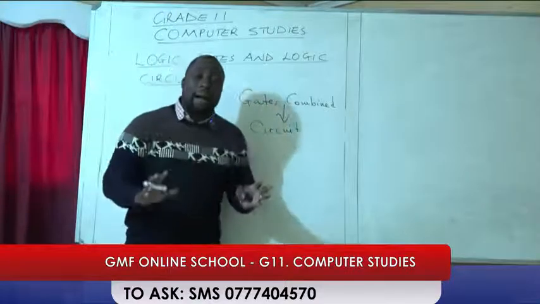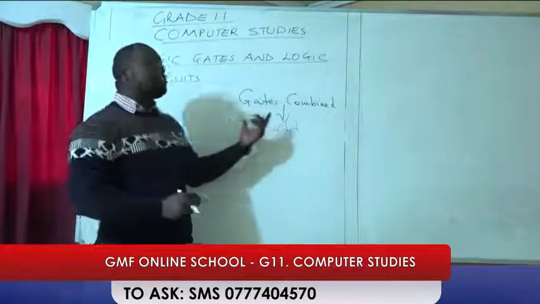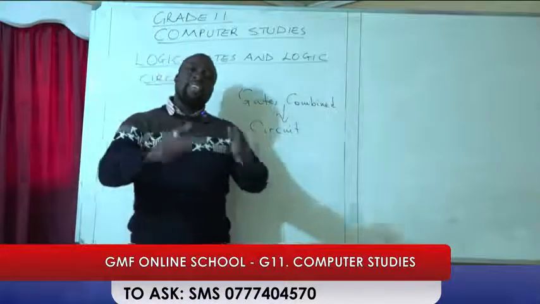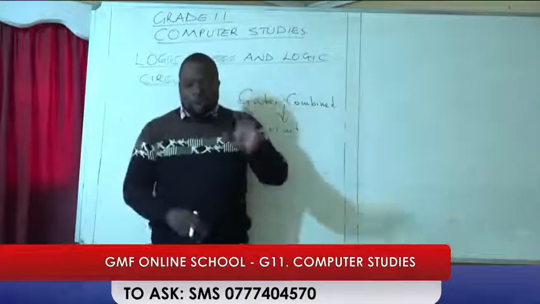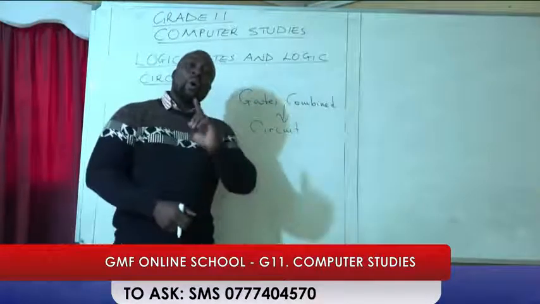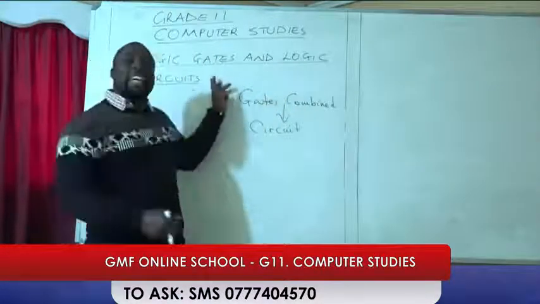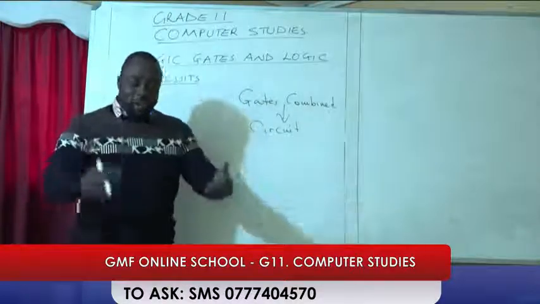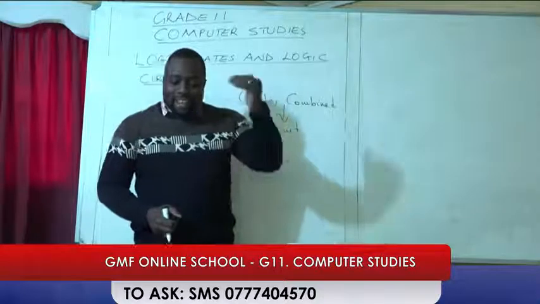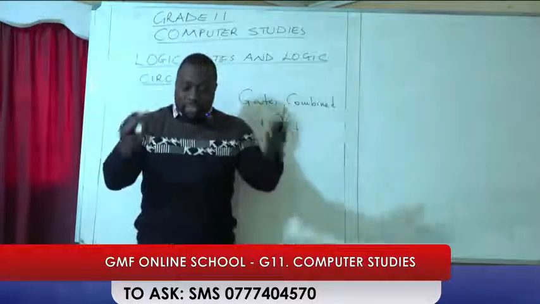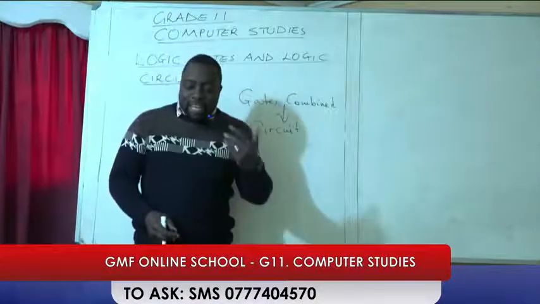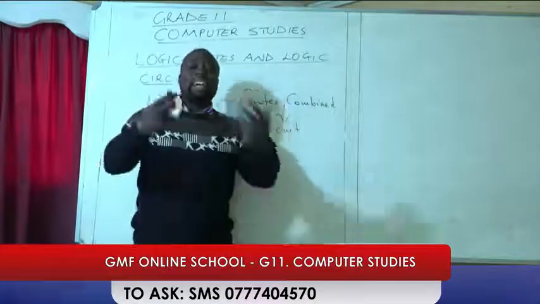Once gates are combined, they form what we call a circuit. Are we together? A circuit is used to perform complicated tasks. Now, class, what is a logic gate? A logic gate is basically a gate or electrical circuit that operates on one or more inputs to produce an output.